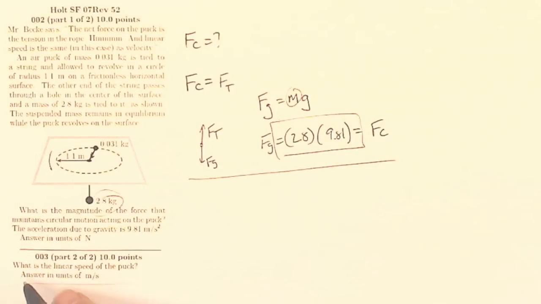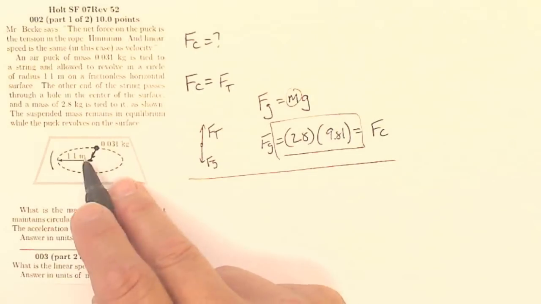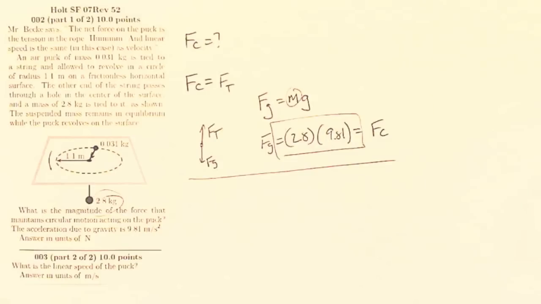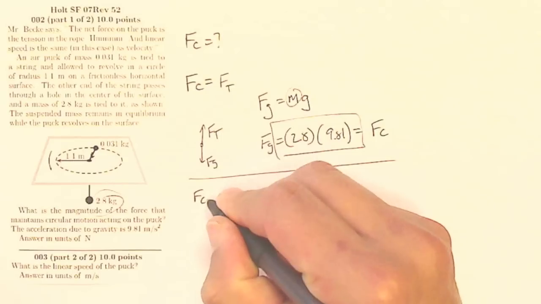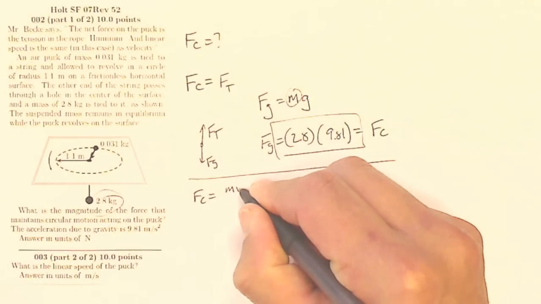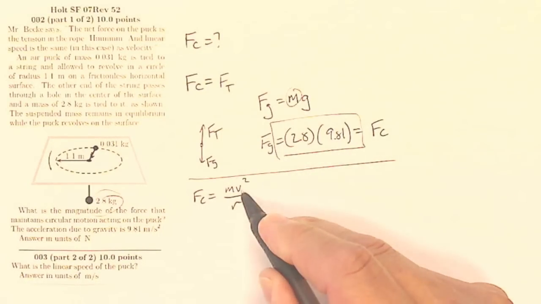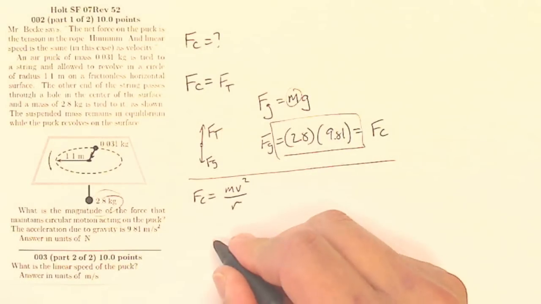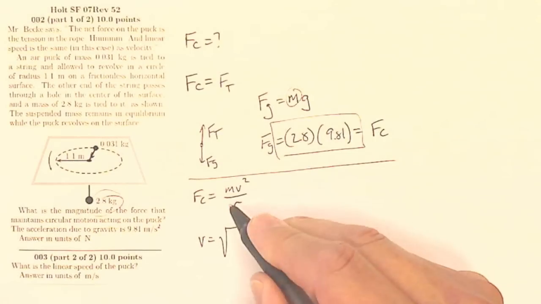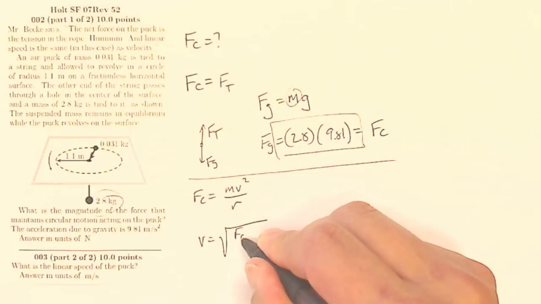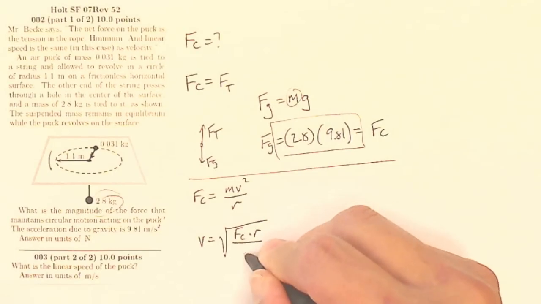Question number 3 says, what is the linear speed of the puck? What's the speed of this thing as it goes around? So not the velocity, because the velocity is always changing, but what is the speed? Well, I know that the centripetal force is mv squared over r. If I'm looking for v, then I could rearrange, so I could have my velocity is the square root of, let's see, centripetal force times r divided by m.